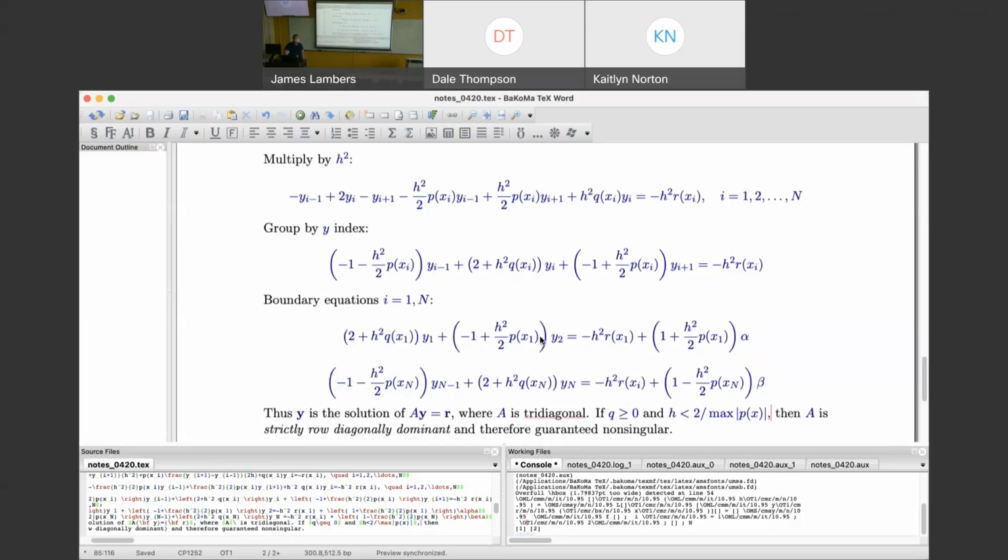Also, because the matrix is tridiagonal, solving the system of equations is very efficient. It only takes order n operations, as opposed to the usual order n cubed for solving a system of equations.